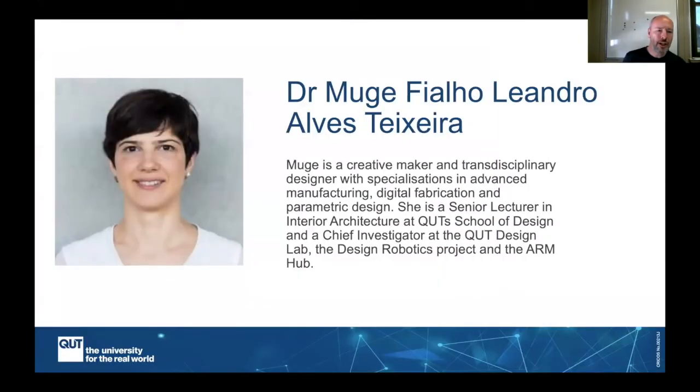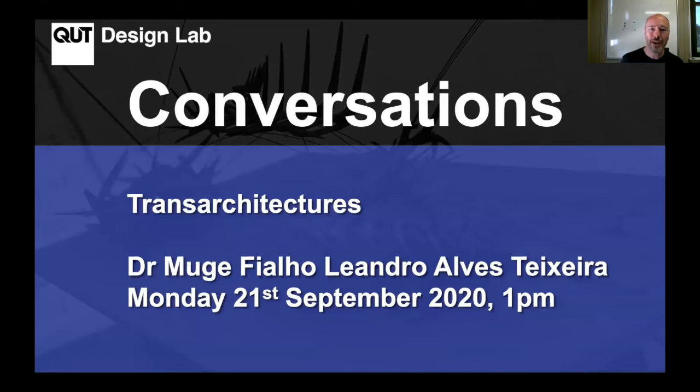Okay, quick introduction. Dr. Muge Fialho Leandro Alves Teixeira. Muge is a creative maker and transdisciplinary designer with specialisations in advanced manufacturing, digital fabrication, and parametric design. She is a senior lecturer in the Interior Architecture study area at QUT School of Design. She is one of our chief investigators at the QUT Design Lab, and she is also chief investigator in the Design Robotics project and the Advanced Robotics Manufacturing Hub. So those are projects, I think, where a lot of Muge's interests are coming together. And today she's talking about Transarchitectures, and I'll let her explain what she means by that. And she will showcase some of her creative work that's been represented by non-traditional research outputs, where she used a combination of robots, augmented virtual reality, sensors, and digital fabrication.